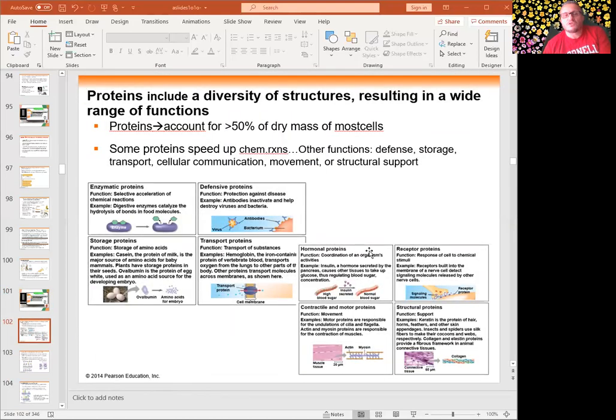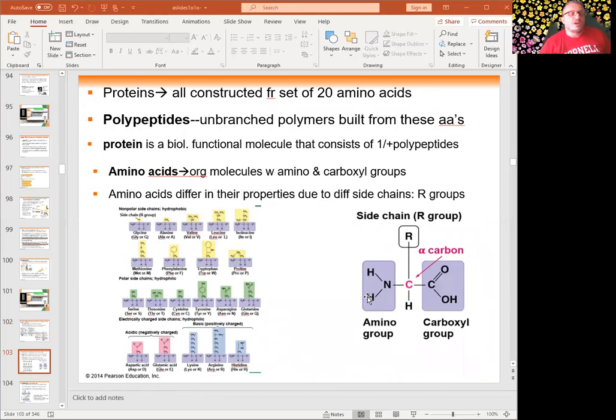Proteins are a very large group of more than 1 million proteins, and they are very unique because they are used in so many places, including these functions: enzymes, storage, defensive, transport, hormonal, contractile and motor proteins, receptor, and structural proteins. They are also polypeptides. They are basically made of the 20 amino acids that we know.